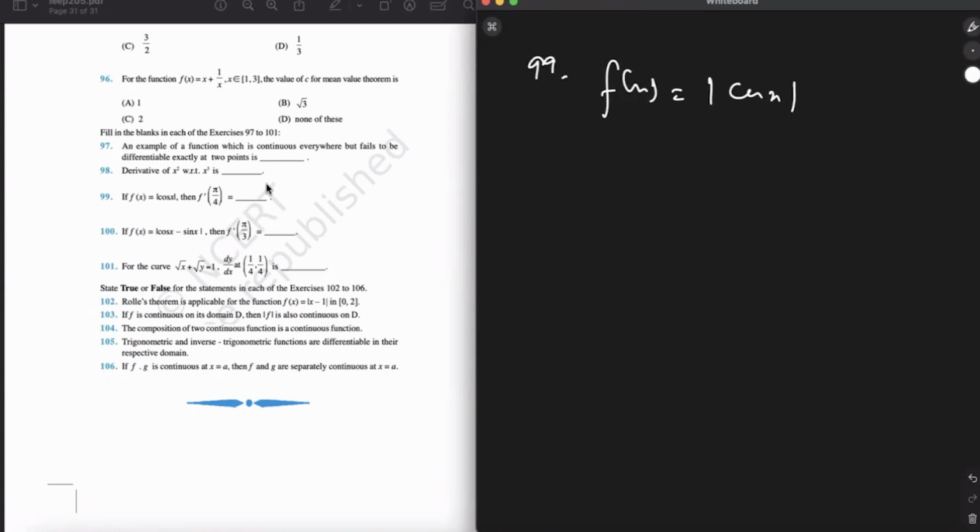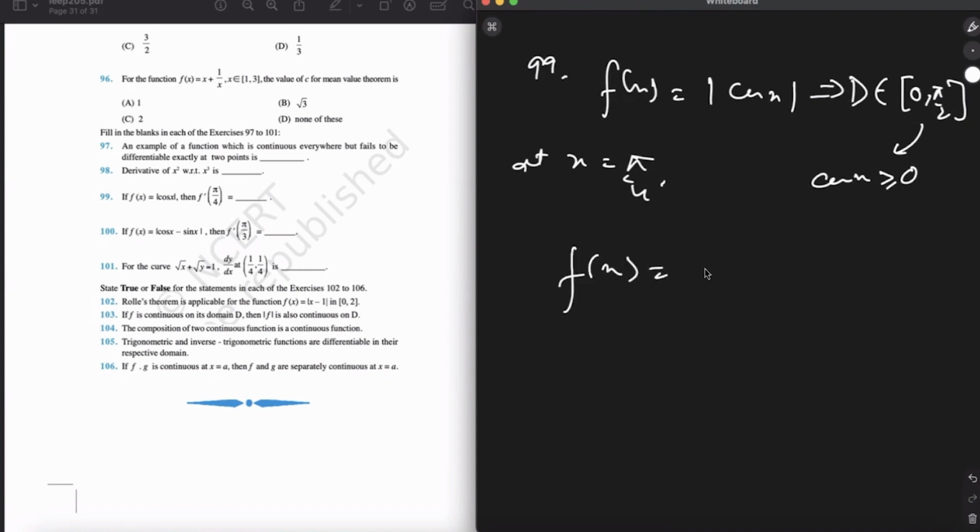See, we have to find f dash at x equals pi by 4. So if I restrict the domain from 0 to pi by 2, this is the domain where cos x will be greater than or equal to 0, so I can remove this mod because it is already positive.